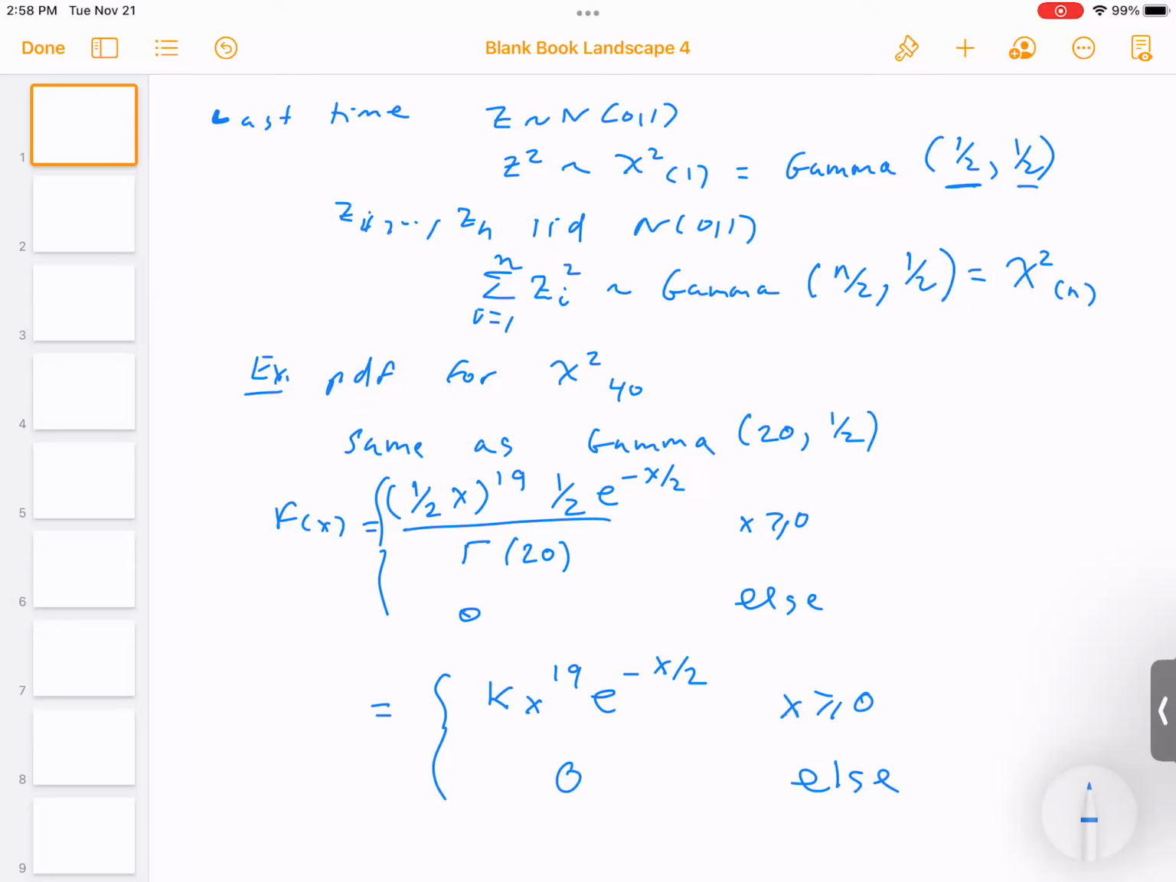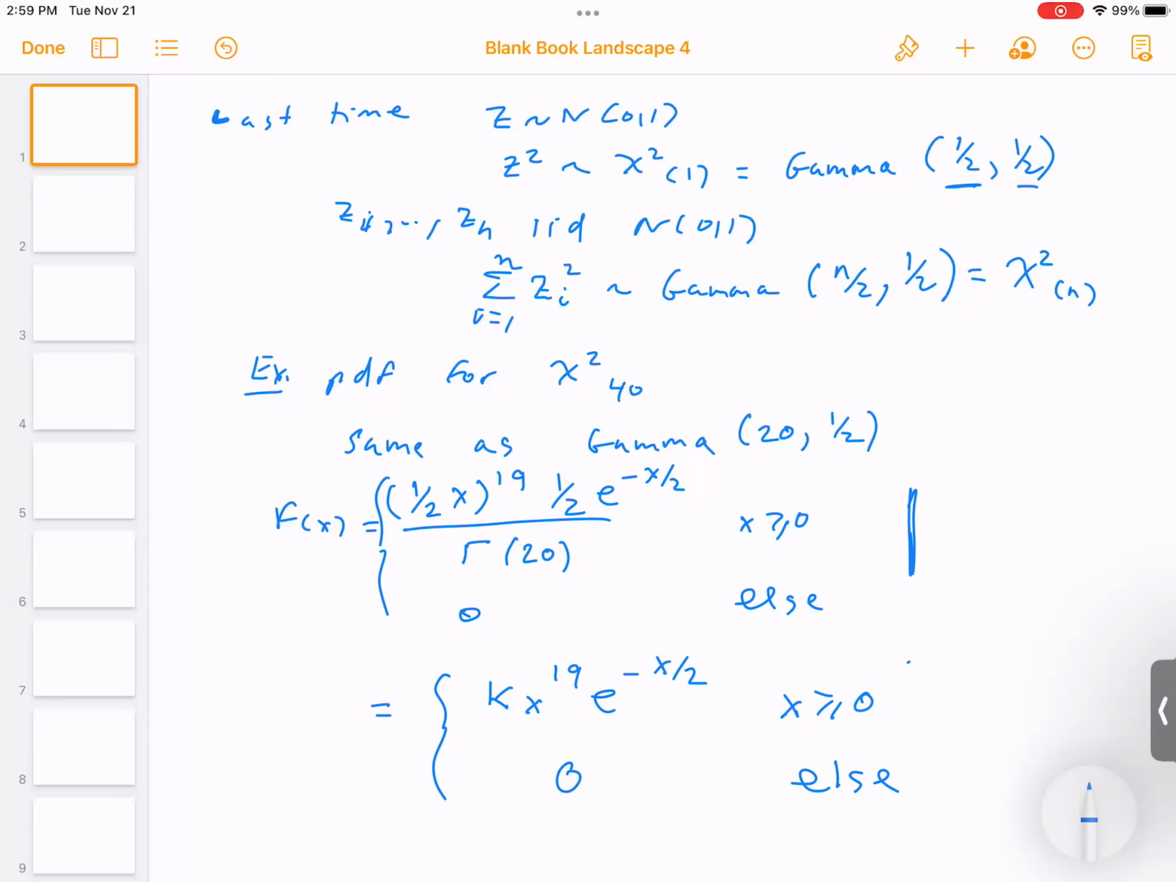So you see, they're the same thing. So the integral, in other words, the integral of x to the 19th e to the minus x over 2 is 1 over k, where k is the product of all those things up here in this expression. Okay, is that all right? So review from last time. Yes, that doesn't look too bad, right?